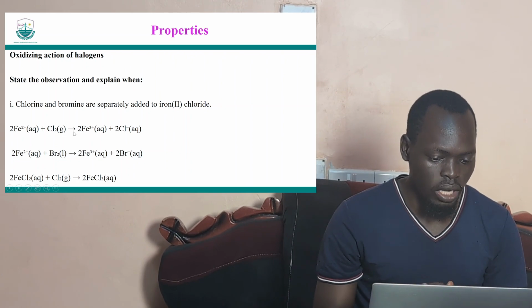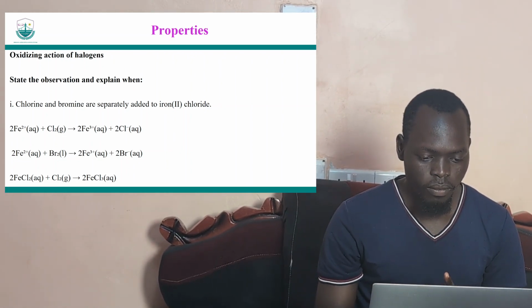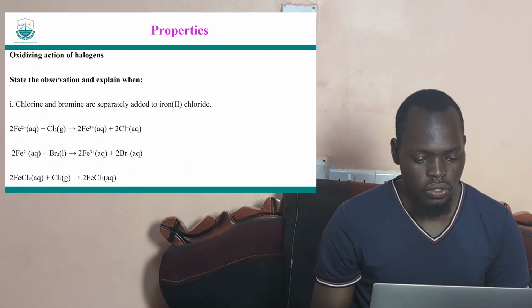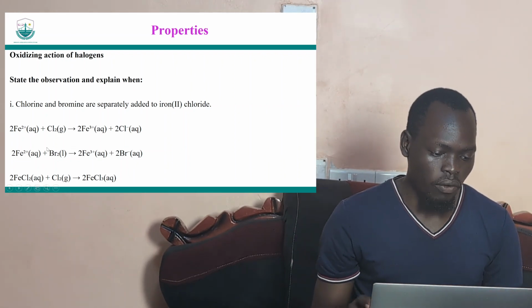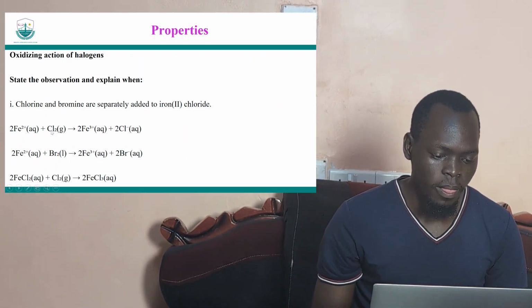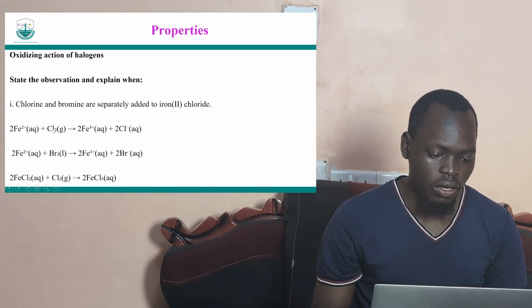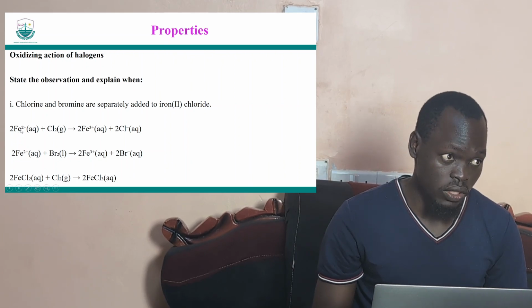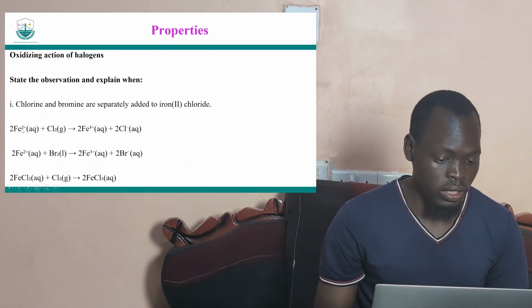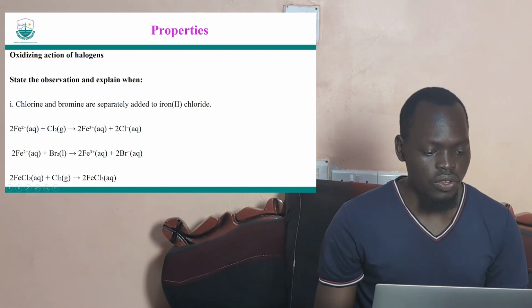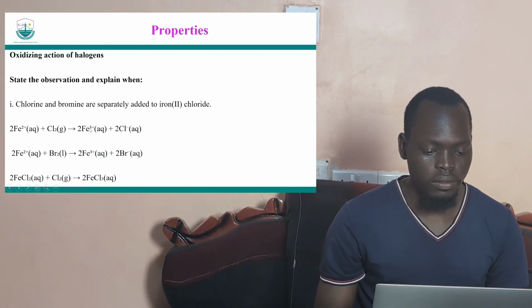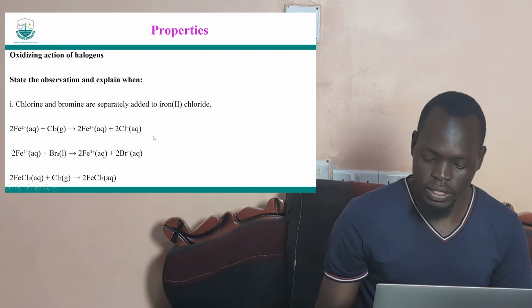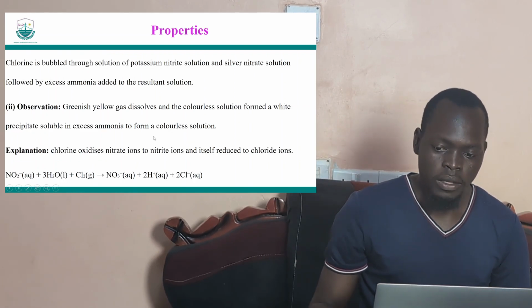A similar reaction occurs with bromine. Basically, for observation here, you see that this gas is greenish yellow. This greenish gas, which is chlorine, dissolves, and in a solution of iron(II), this solution will actually form iron(III) ions. So the color change here is that it should change from green to brown, iron(III) ions. So that's basically an observation that you can have there.